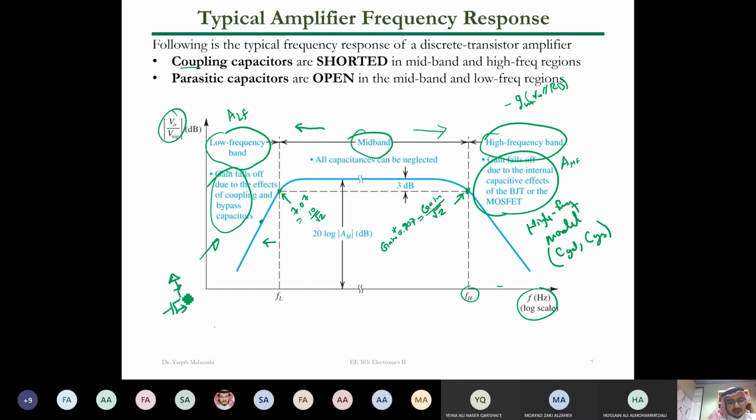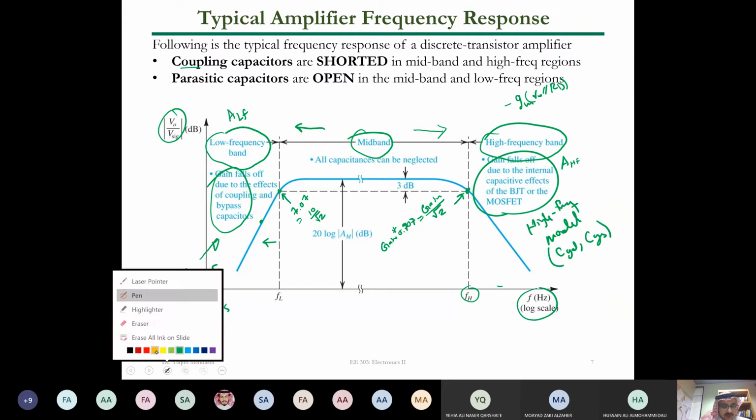As such, usually we have some coupling capacitors here. Okay, let's assume we have this kind of structure. And this is CS, this is C2, this is C1. These ones are what we call coupling capacitors. Why do we call them coupling? C1 and C2, we are coupling the input and the output to the amplifier.